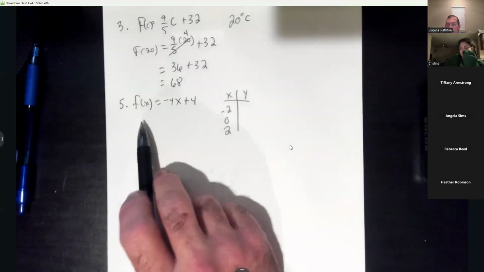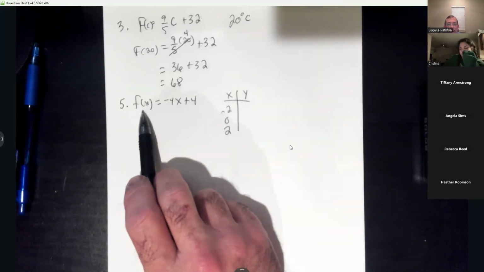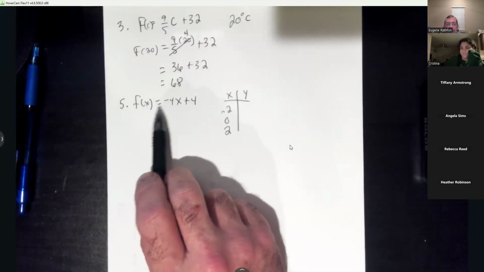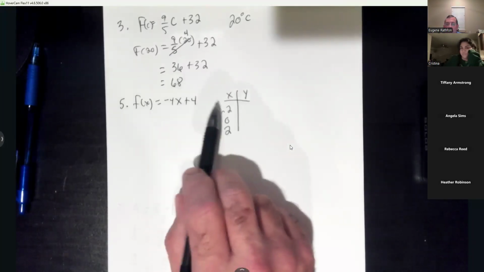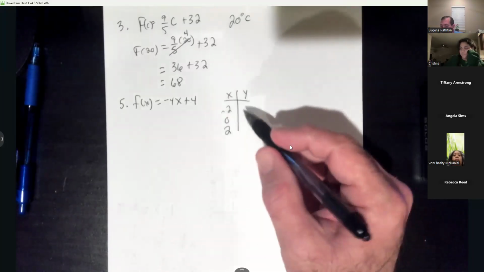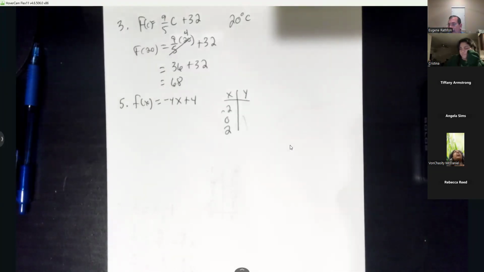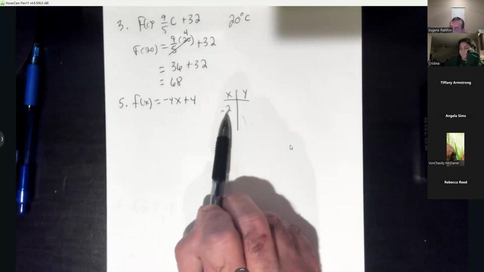And it's already solved for us, so you can do this on the calculator under y1 equals. You can put in the negative 4x plus 4. Pull up your table, it'll have all the answers. And then hit graph to see what it'll look like, okay? All right, y'all, here I go.